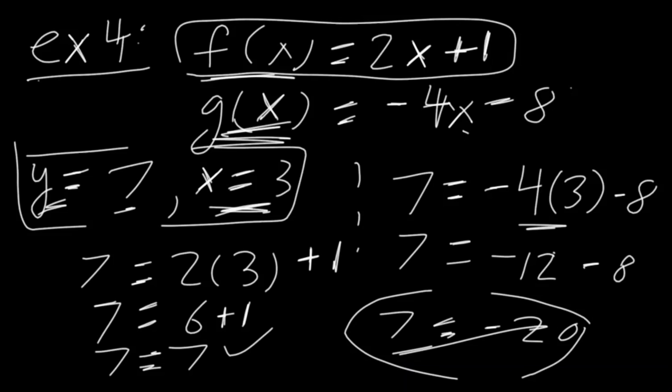So if I'm asking you which one of these functions will give me a y of 7 when x equals 3, in this case it's going to have to be f of x. Alright? Well, I hope these examples have helped you out.